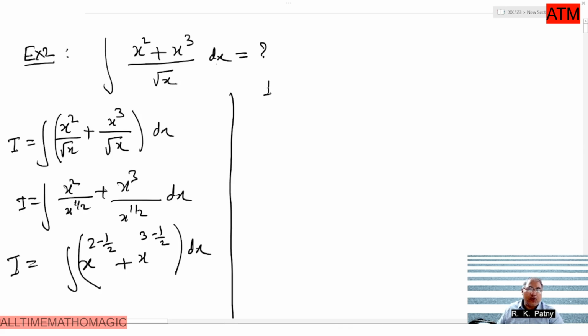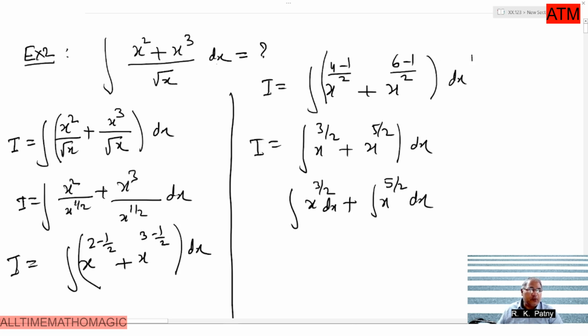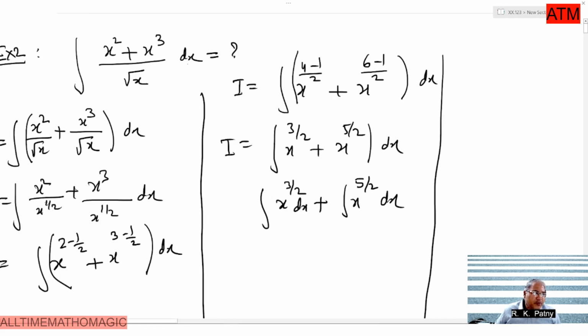So I equals x raised to 4 minus 1 upon 2 plus x raised to 6 minus 1 upon 2, with respect to x. So I equals x raised to 3 by 2 plus x raised to 5 by 2, with respect to x. Now we can separate them into two parts: integration of x raised to 3 by 2 with respect to x, and integration of x raised to 5 by 2 with respect to x. After this we do the integration separately.